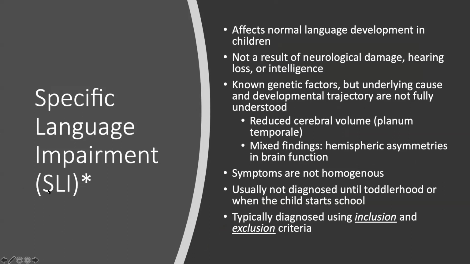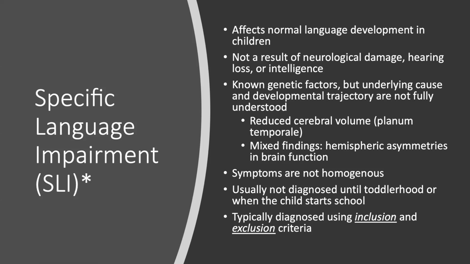So when we talk about specific language impairment, we're talking about an impairment that affects normal language development in children. And it can't be the result of neurological damage, hearing loss, or intelligence. SLI has known genetic factors, but the underlying cause and the actual developmental trajectory is not fully understood. So it's a very open area of research if any of you guys are interested in it.